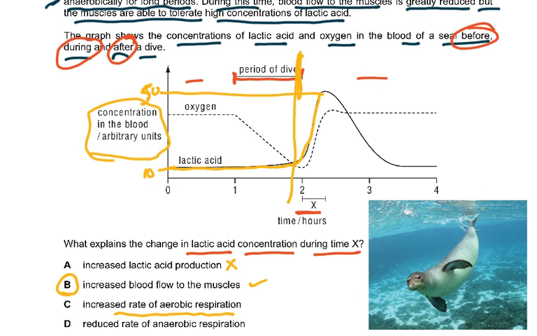Reduced rate of anaerobic respiration. Anaerobic has also stopped because the dive has stopped. The dive has finished, so the seal is no longer underwater. Now it's come to the surface. So it can't be D also. So this is the reason why there is increased blood flow, and that is why you're seeing more lactic acid entering the blood. Because lactic acid is produced in the muscles, but it enters the blood. So if there is increased blood flow, only then is more blood flowing per unit time, so more lactic acid entering the blood.